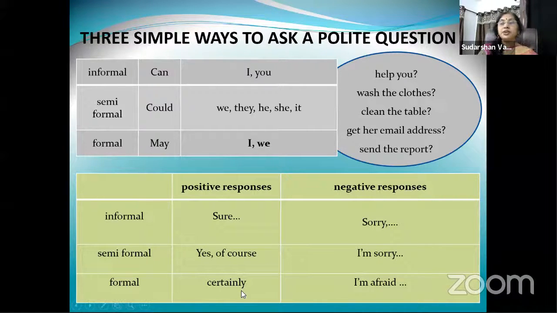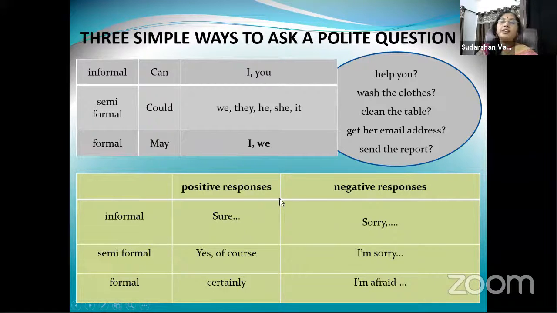In formal situation, it is certainly, I'm afraid. For example, may I get her email address? I'm afraid she may not give it to you. May we send the report? I'm afraid there's still time for you to keep it with you. Send it later. Or I'll tell you when you have to send it. So, I'm afraid, I'm sorry. Sorry, this is just a word. This is a sentence. This is the beginning of a sentence.